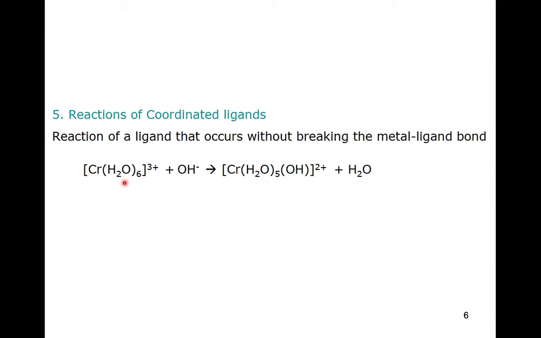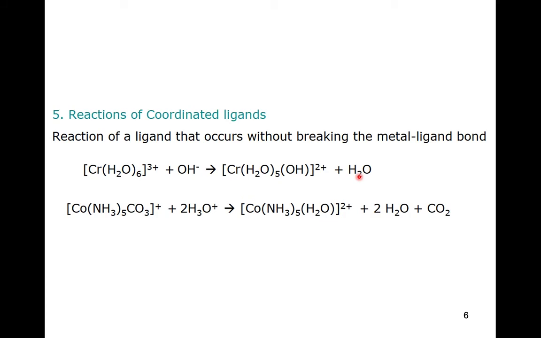So one of these waters, whichever one you want it to be, has lost an H+, and now we have 5 waters and 1 hydroxide. So hydroxide is OH-. This is still chromium 3+, and so 3 minus 1 gives us a +2, and we'll release a water. This reaction was very exciting at the time. We'll talk about this in more detail later.